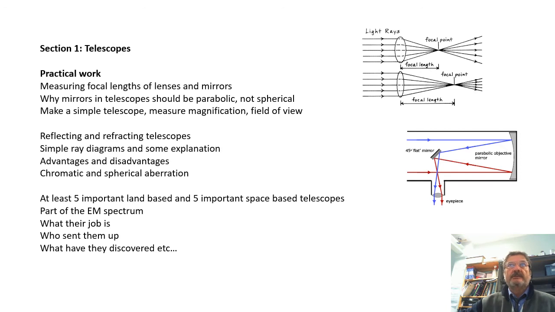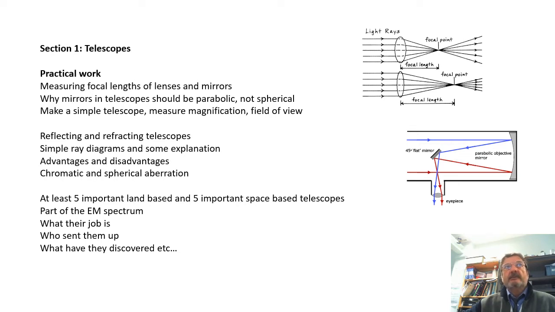So section 1 is about telescopes. You must do some practical work and have evidence of this practical work. Measuring the focal length of some lenses, convex and concave, measuring where the focal points of parabolic mirrors are. You should explain why the mirrors in reflecting telescopes should be parabolic and not spherical.